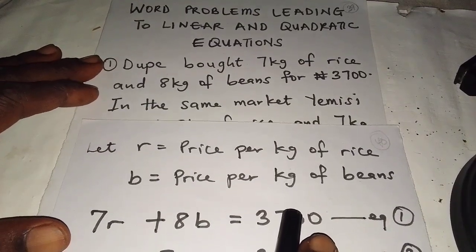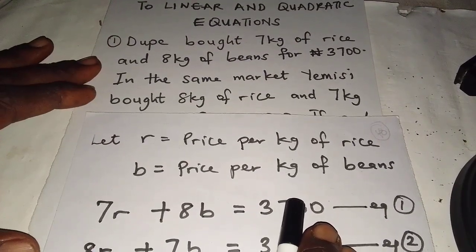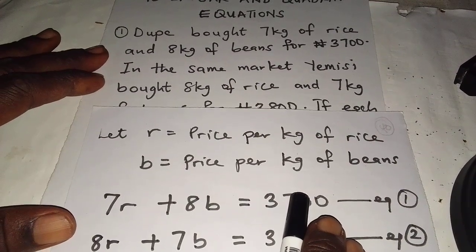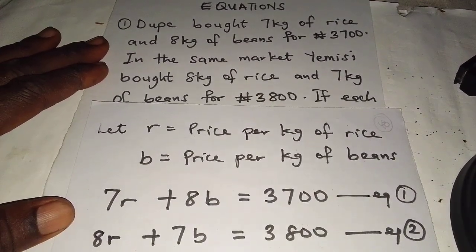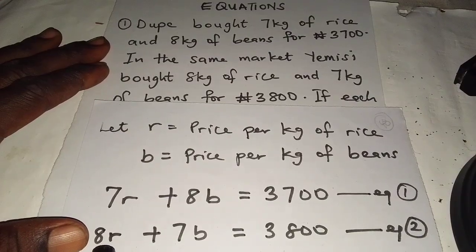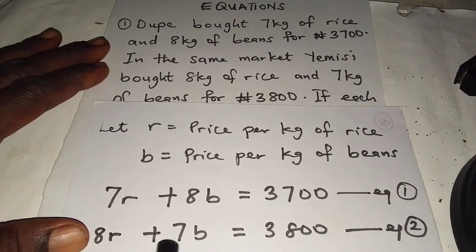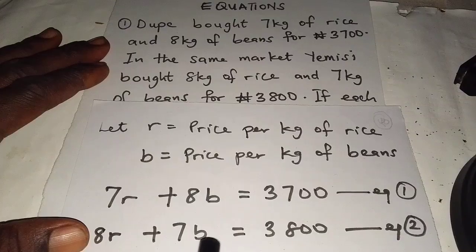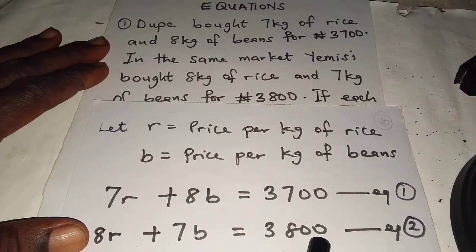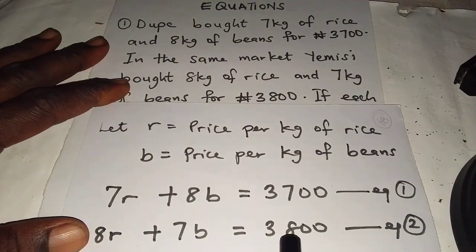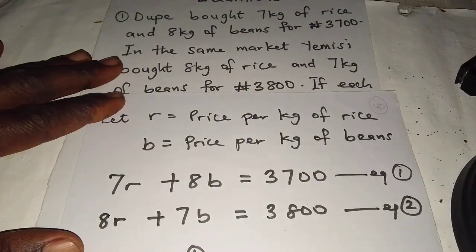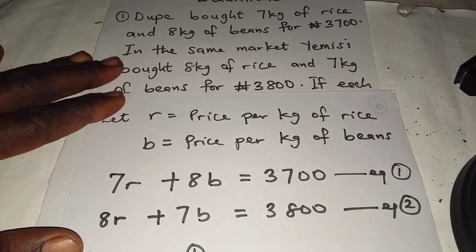Then the other one: in the same market, Yemisi bought 8 kilograms of rice and 7 kilograms of beans for 3,800. So that means 8 kilograms of rice, 8R, plus 7 kilograms of beans, 7B, is equal to 3,800. So we are going to use the substitution method as usual to solve this. So this is two linear simultaneous equations. We still use the substitution method.